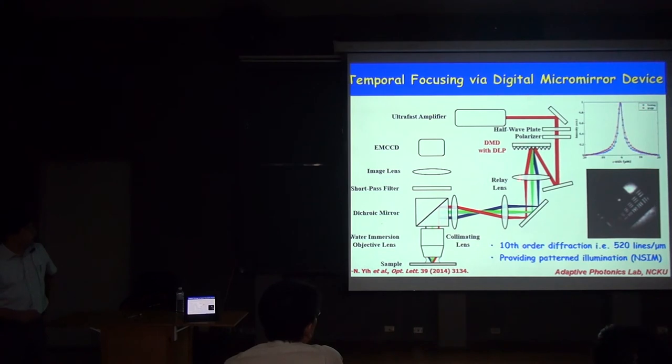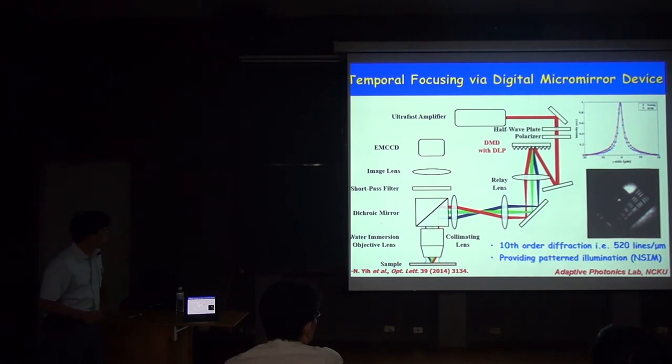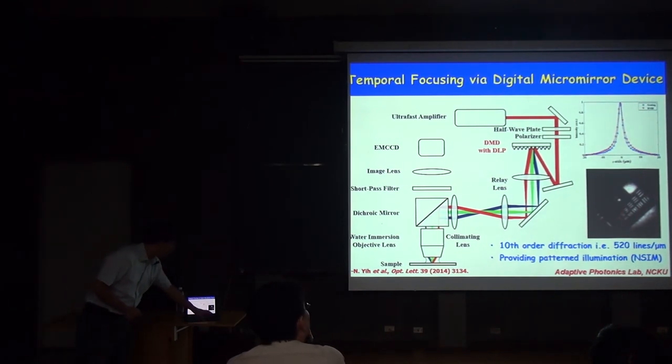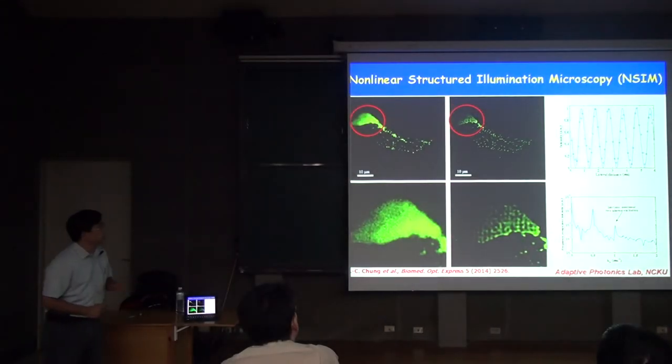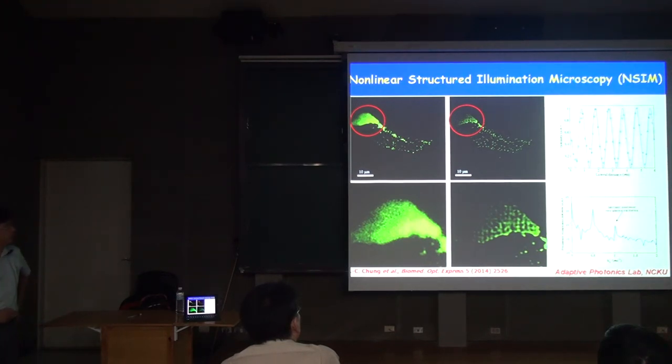So the DMD provides the diffraction for temporal focusing, but you can also locally control the small mirrors on and off to provide the pattern illumination. So it can provide different kinds of structured illumination simultaneously with this DMD, and also the grating diffraction.